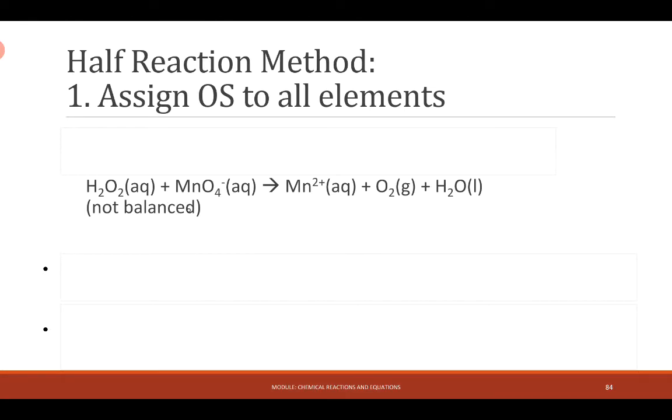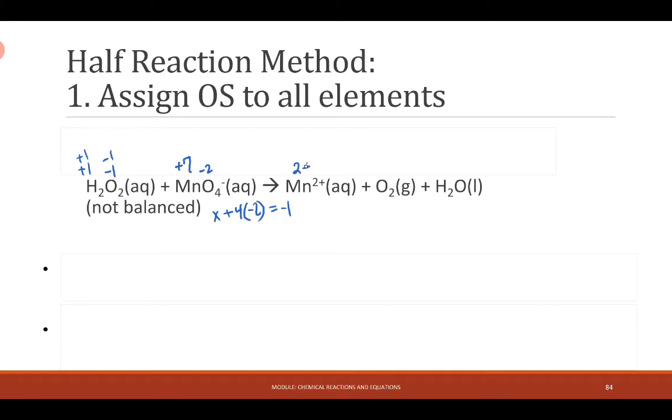The first step for this half reaction method is to assign oxidation states to all of the elements. This is hydrogen peroxide, and so the oxygen here is a -1, and the hydrogen is a +1. Oxygen in permanganate is a -2. There's 4 of them, and so 4 times -2 plus whatever manganese is is going to be equal to -1, and so manganese is a +7.